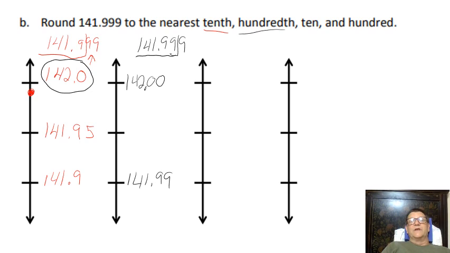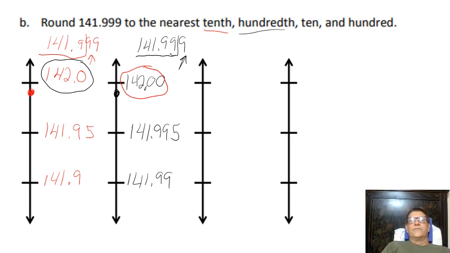Now in the midpoint, we've got 141 and 99 hundredths. Then we've got to add the 5 thousandths. Now we go back to our thousandths position, and we see that it's a 9. So we're going to put that on our number line. And since it's above the midpoint, we know we're rounding to 142 and 00 hundredths.